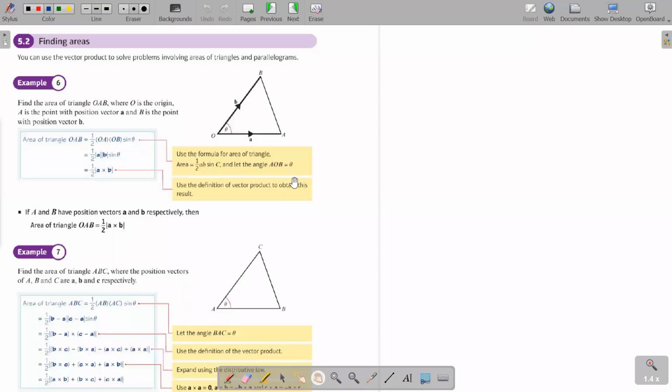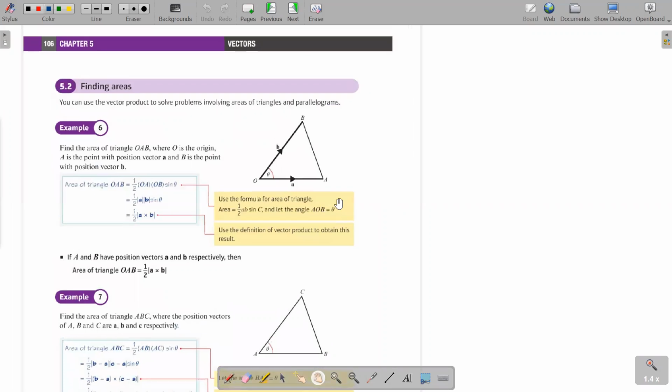Okay, so next we move on to the next part of our vectors lesson. We learn how to use the cross product to actually get the area of the triangles and parallelograms. Okay, so let's see how we are going to do that.